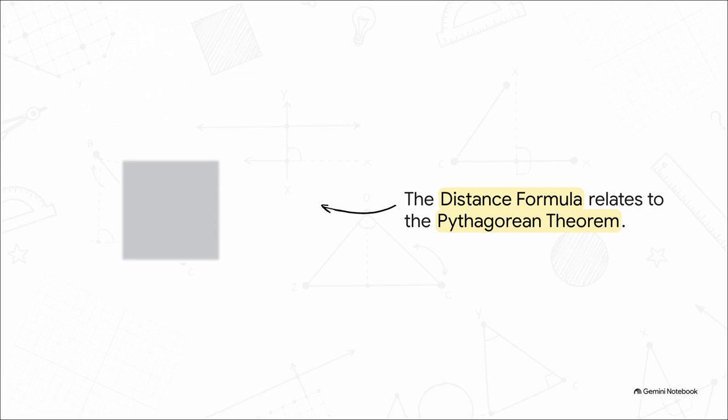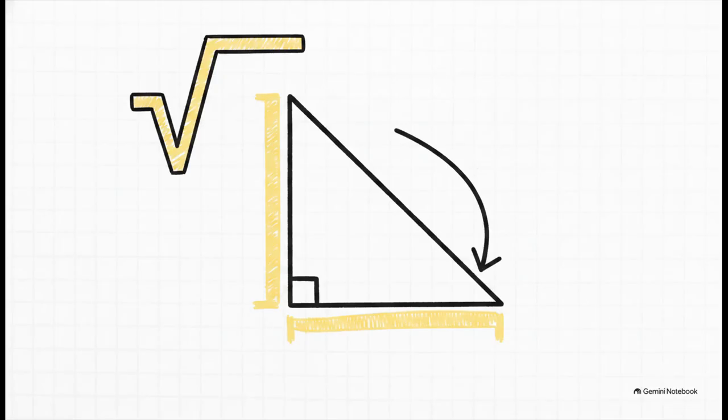That horizontal leg is your a, the vertical leg is your b, and that diagonal distance you're looking for, that's your c. And that visualization tees us up perfectly for the actual distance formula. Distance equals the square root of (x2 minus x1) squared plus (y2 minus y1) squared.